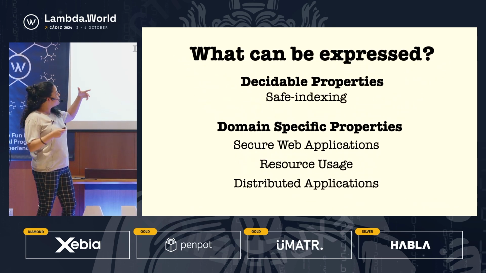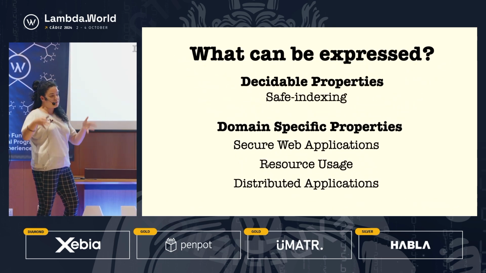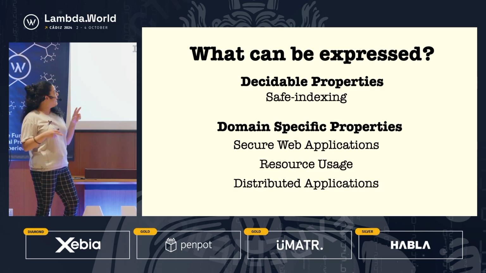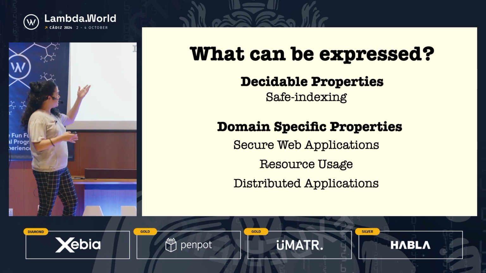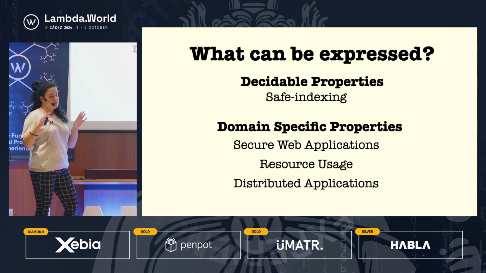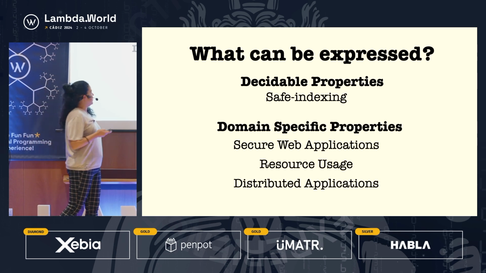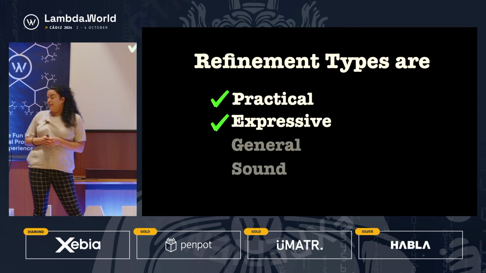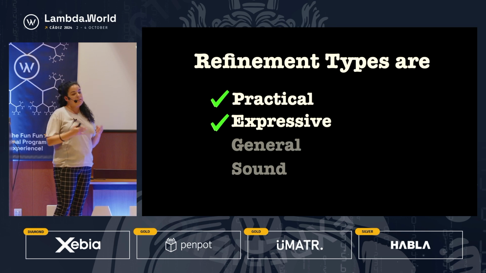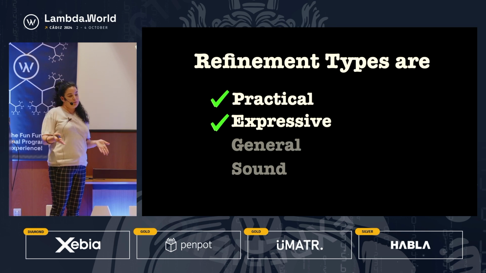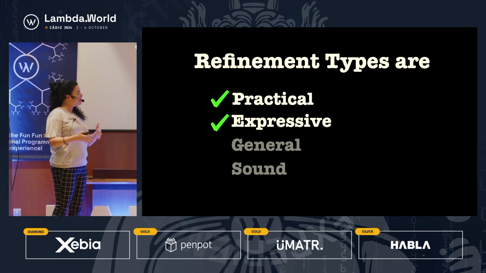But if you want to use it on your project right now to prove light properties, decidable properties like safe indexing, it is there, it is ready, you can use it. The conclusion on the expressive side is that if you want to put in the effort, you can use it as a general theorem prover to prove fancy properties.